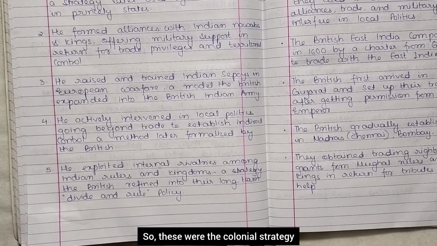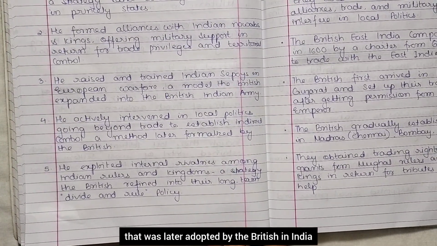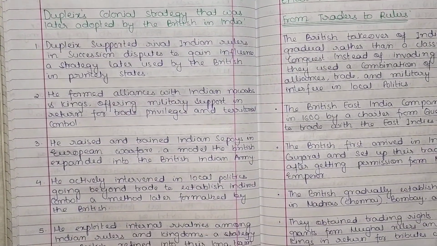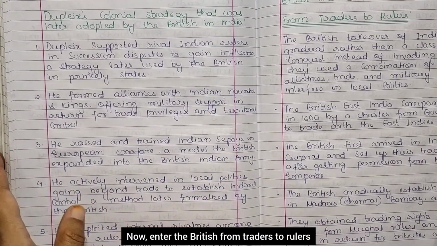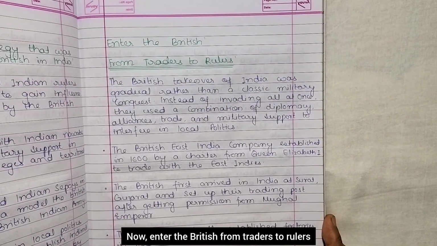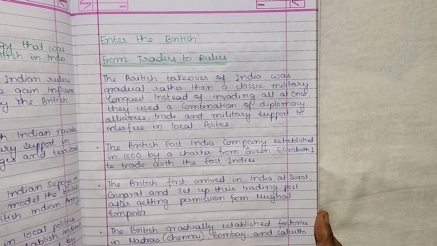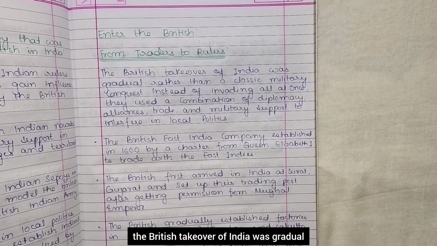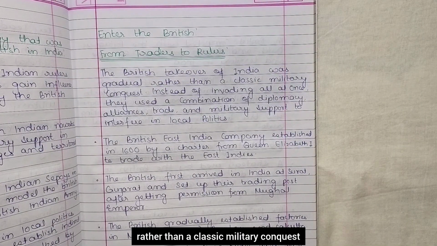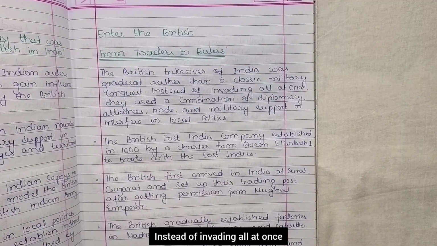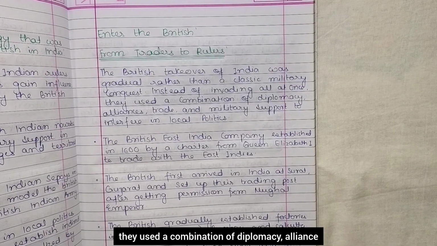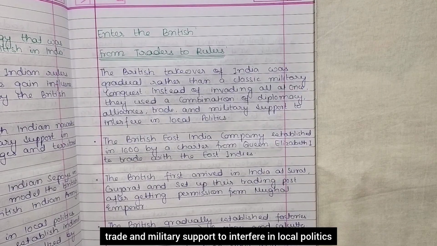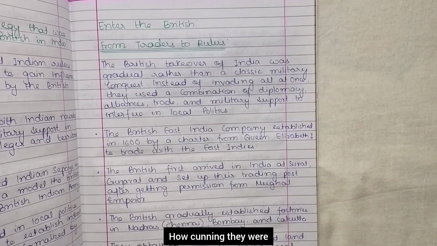So these were the colonial strategies that were later adopted by the British in India, but they copied all of this from the Duplex, right? Now enter the British, from traders to rulers. The British takeover of India was gradual rather than a classic military conquest. Instead of invading all at once, they used a combination of diplomacy, alliance, trade, and military support to interfere in local politics. How cunning they were.